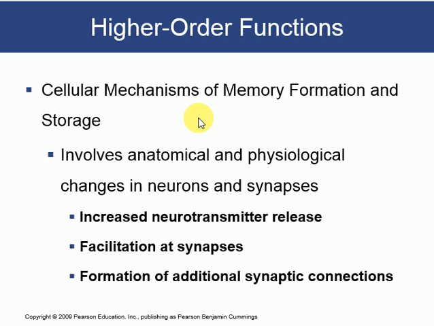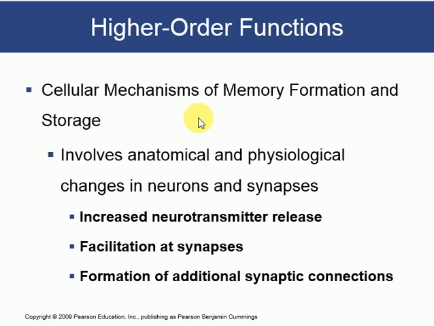The amygdaloid, hippocampus, and amygdaloid. Plus or minus nucleus basalis. Nucleus basalis is not well established, but amygdaloid and hippocampus, those two parts are what help you to consolidate your memory from short term to long term.